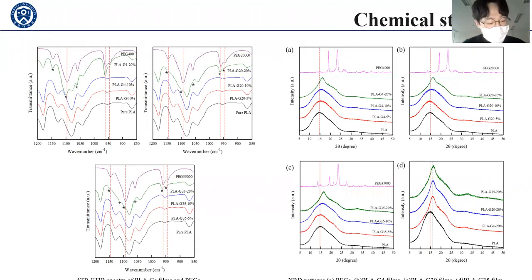The left side shows the FTIR spectra, and the right side shows the XRD patterns of the films. We can see the peak shift when increasing the molecular weight and contents of PEG. In addition, a new peak, attributed to C-O stretching, was observed in the PLA-PEG 35,000 and 20% films. In the XRD patterns, we can see that the high amount of PEG exhibits stronger and sharper peaks compared to others. This result could be related to good chemical interaction between PLA and PEGs.